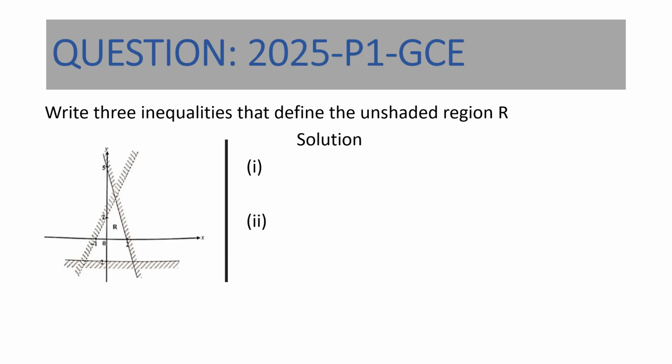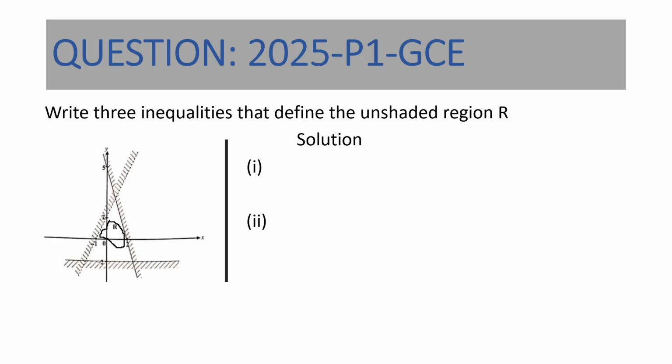Now let's look at this question, 2025 paper 1 GCE. The question reads, write 3 inequalities that define the unshaded region R. In this case, you are required to define the region which is unshaded, which is this region R here. So let's define the whole of that region using the inequalities.